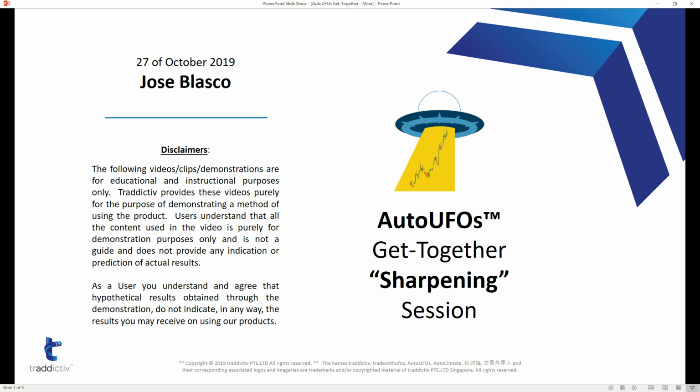Today is October 27, 2019. My name is Jose Blasco. I will be your guide. And today we are getting together for sharpening purposes. So we'll be looking into important concepts, tools, techniques, items, questions, answers, etc. that have to do with trading, the proper use of the apps, the proper application of the methodologies, etc.